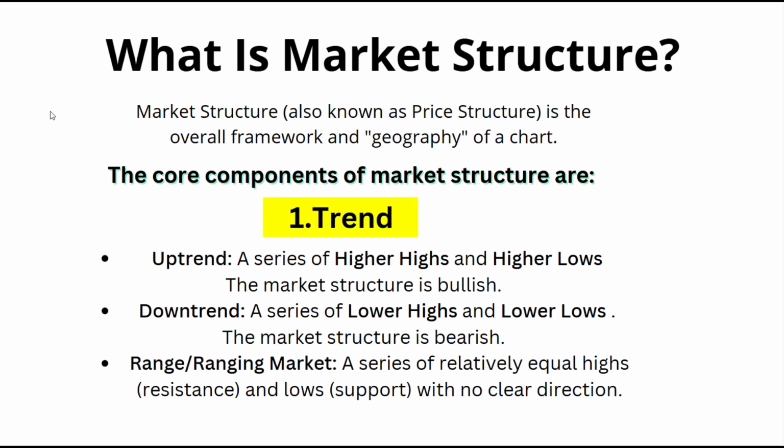An uptrend is a series of higher highs and higher lows. It means the market structure is bullish. And a downtrend, with a series of lower highs and lower lows, means the market structure is bearish. We also have a range, or a ranging market, which is a series of relatively equal highs, known as resistance, and lows, known as support, with no clear direction.